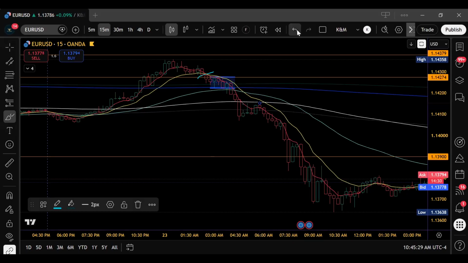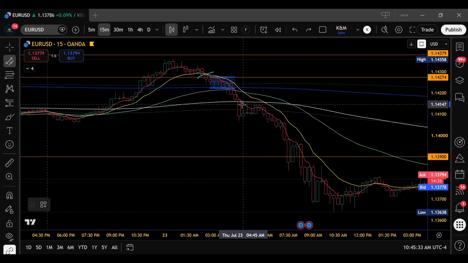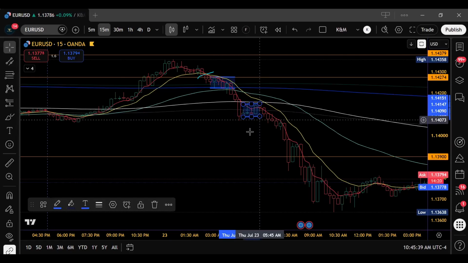I don't know why that's doing that. It didn't do what it's supposed to do that time. There we go. That's our level 2.